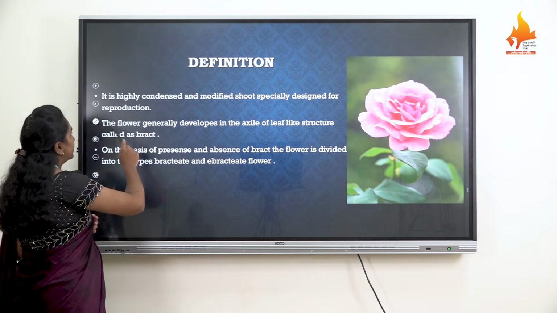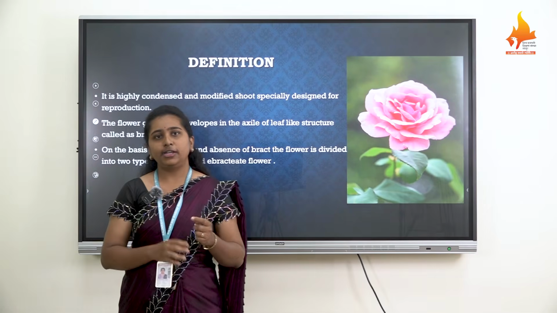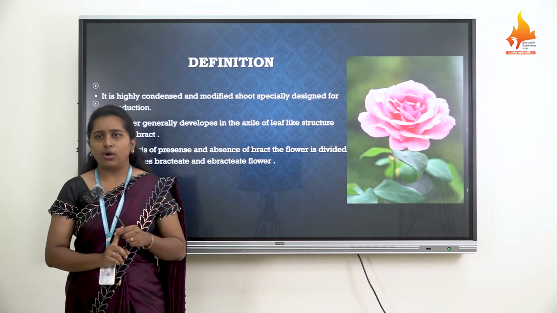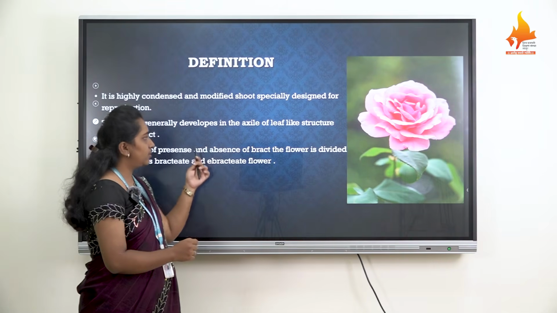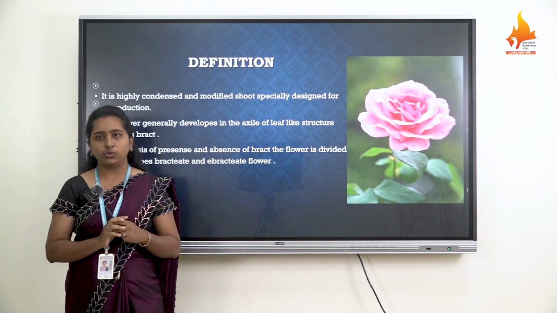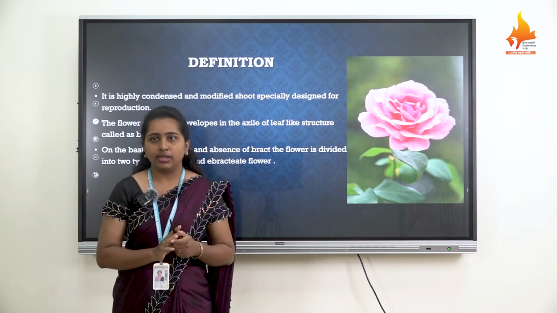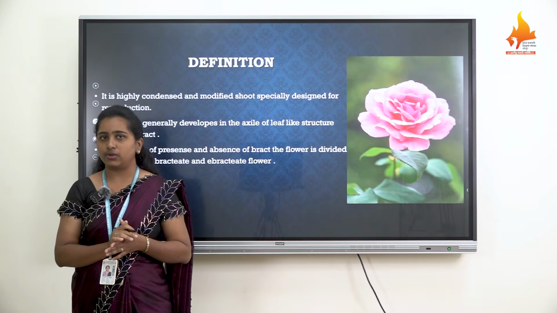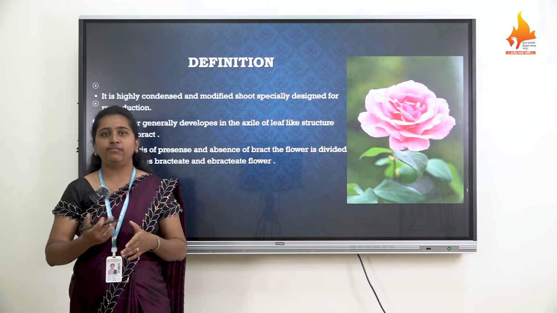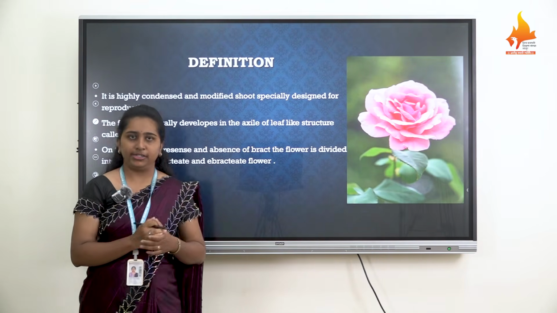Then the next point is that the flower generally develops in the axil of the leaf. That type of part is called the bract. On the basis of presence and absence of bract, the flower is divided into two types. First one is bracteate flower and the second is abracteate flower. The flower which bears a bract is called a bracteate flower, and the flower which doesn't bear the bract is called an abracteate flower.